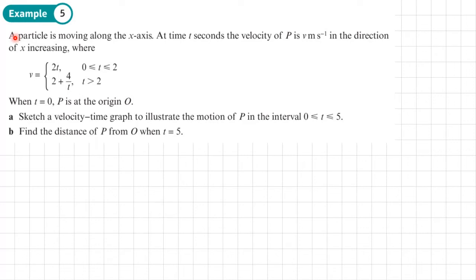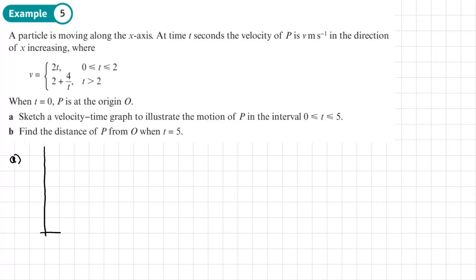Example 5. A particle p is moving along the x-axis. At time t seconds, the velocity of p is v meters per second in the direction of increasing x, where v is given by this piecewise function. When the time is between 0 and 2 seconds, its velocity is given by 2t. When time is greater than 2 seconds, its velocity is 2 plus 4 over t. And it says when t is 0, p is at the origin.